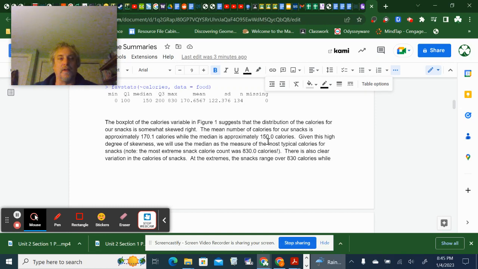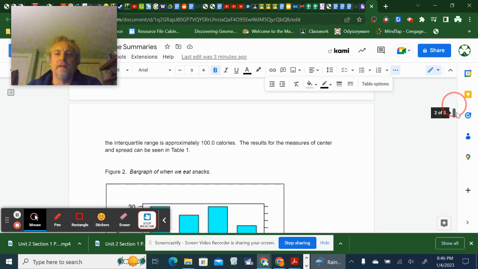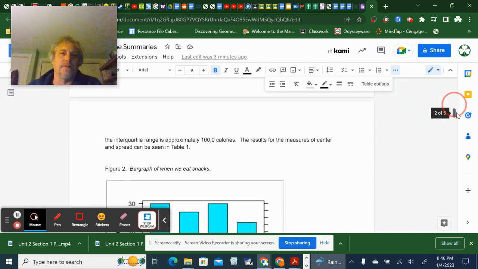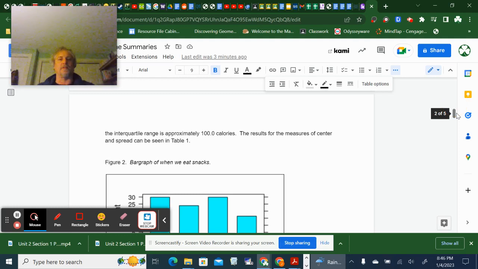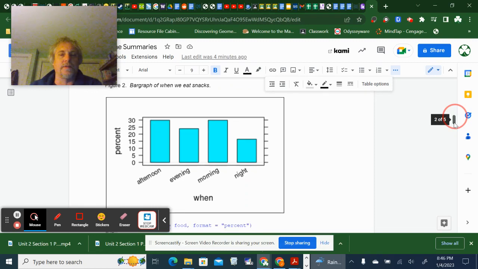Given this degree of skewness, about 20 calories, we're going to go with the median as the measure of most typical snacks. I also talk about the variation in the context of the skewness. We have these extreme snacks of about 800 or 830 calories, which is a lot, and most of those are in the upper extremes. The interquartile range for the center 50% is about 100 calories. So the calorie variable itself is okay. It has variation and an understandable typical value of about 150 calories.